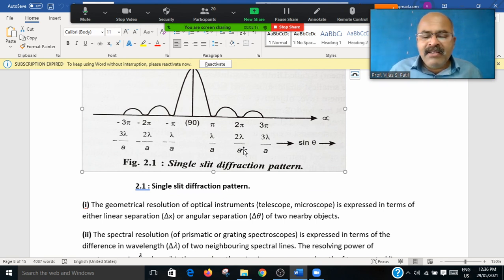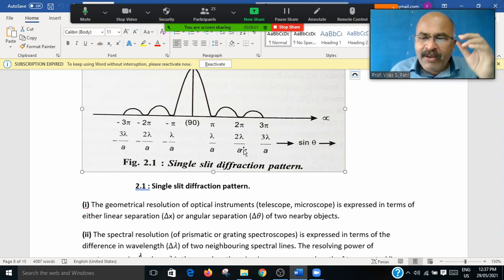We know that there are three types of resolution: geometrical resolution, angular separation, and wavelength resolution. The geometrical resolution of an optical instrument is very necessary in the case of the telescope as well as the microscope. It is expressed in terms of linear separation, which is measured as the change in width, change in x, that is delta x, and the angular separation is also geometrical resolution.